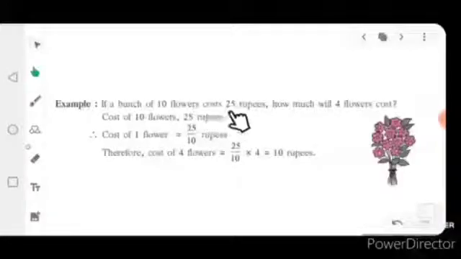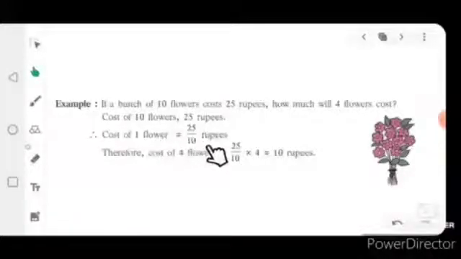A bunch of 10 flowers costs 25 rupees. Here a bunch of flowers is given, and in this bunch there are 10 flowers, and the cost of 10 flowers is 25 rupees. We will have to find the cost of 4 flowers. To do that, first of all we find the cost of one flower, which is 25 divided by 10. Then we multiply it by 4. When we solve this problem, we get 10 rupees.